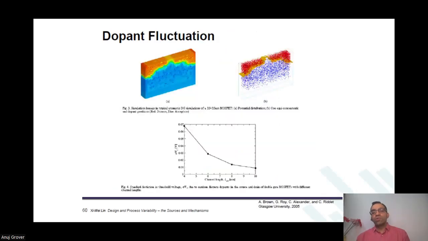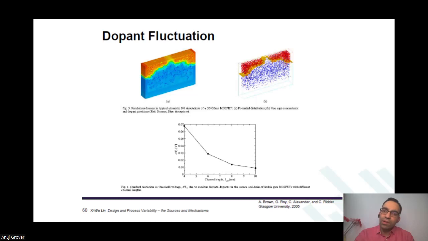Now we enter into the zone of random mismatch. Now look at this image. On the left side is one cross-section view of a transistor, and on the right side is the dopant profile, which is particularized. The red ones are donors, the blue ones are acceptors.